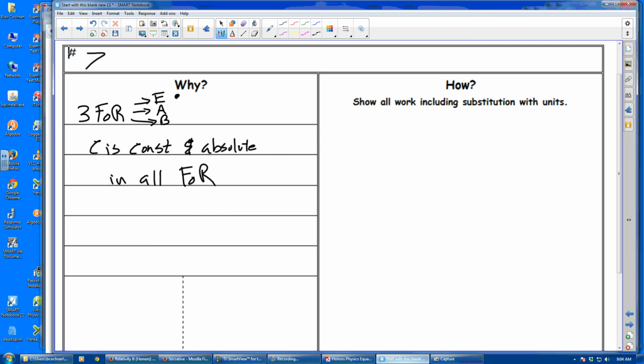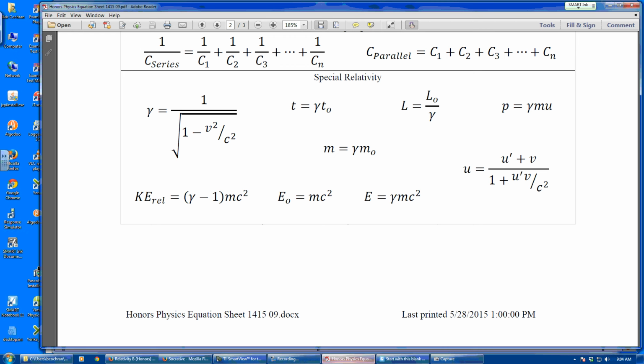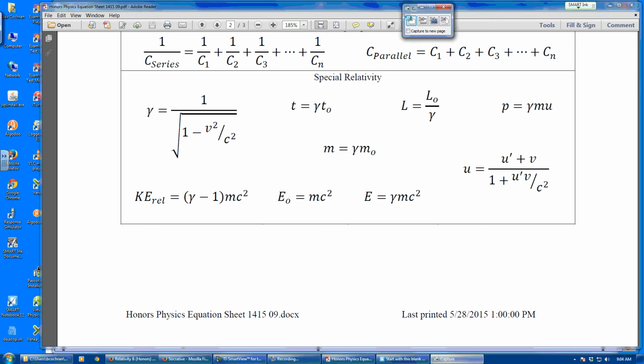All right? So, let's see, where else were we? All right, I think that's probably good enough for today. Equation-wise, we need our relative velocity equation.